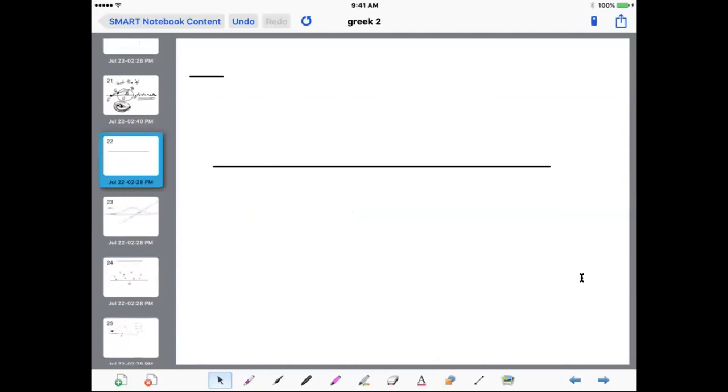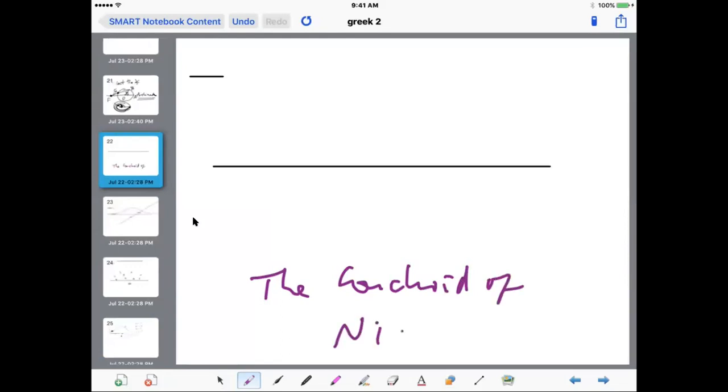On a piece of paper, I'm going to show you a new curve with a very exotic name. It's called the Concoid of Nicomedes. And here's the way it works.